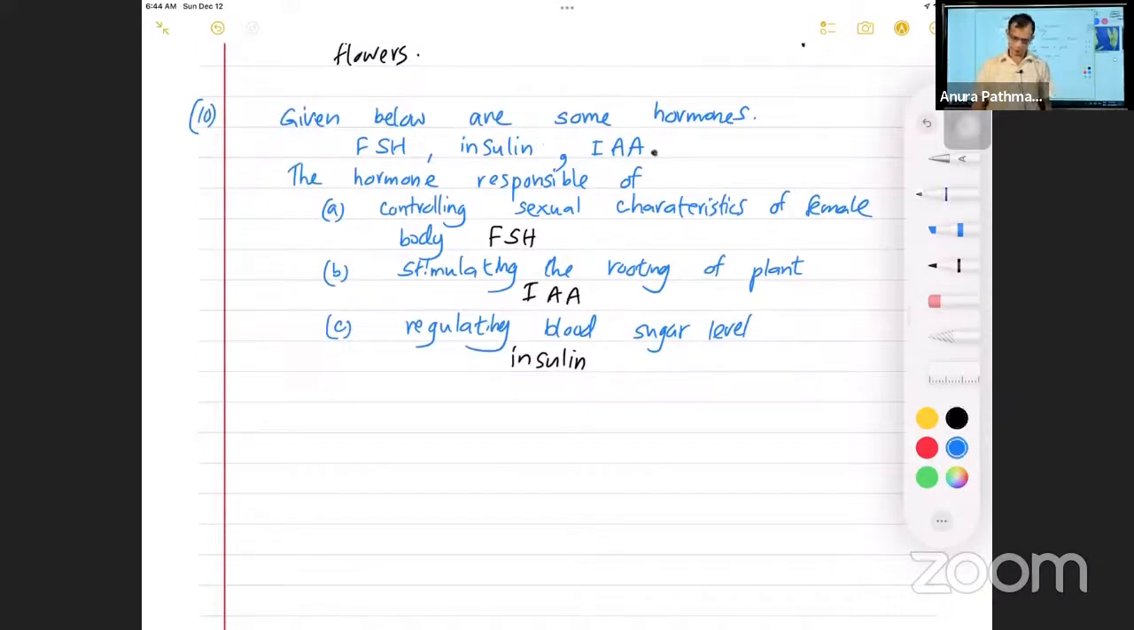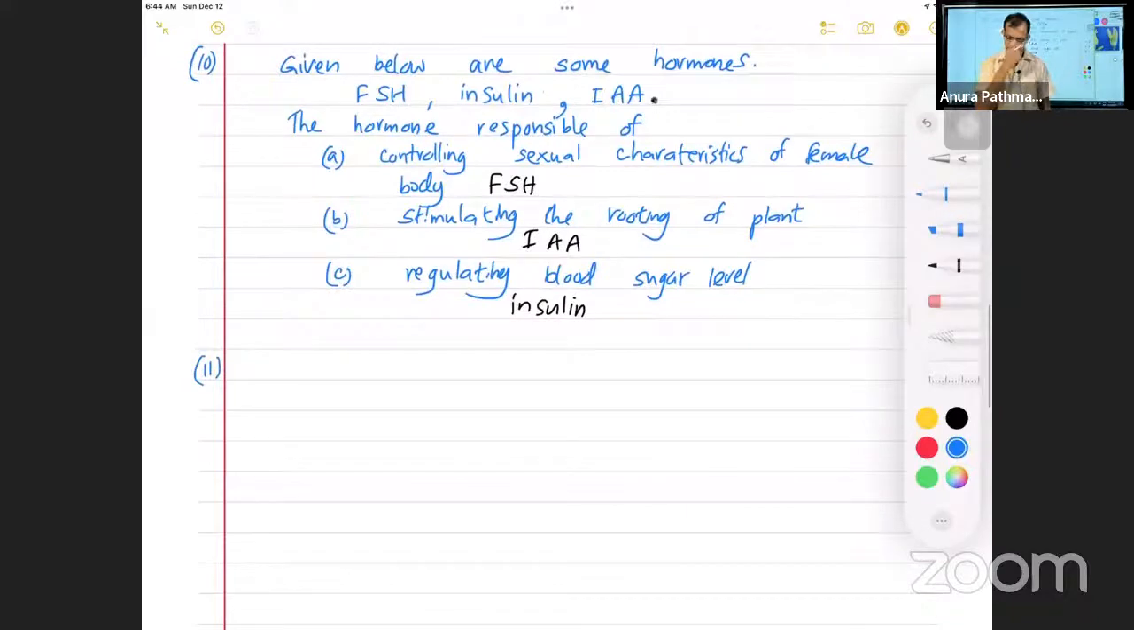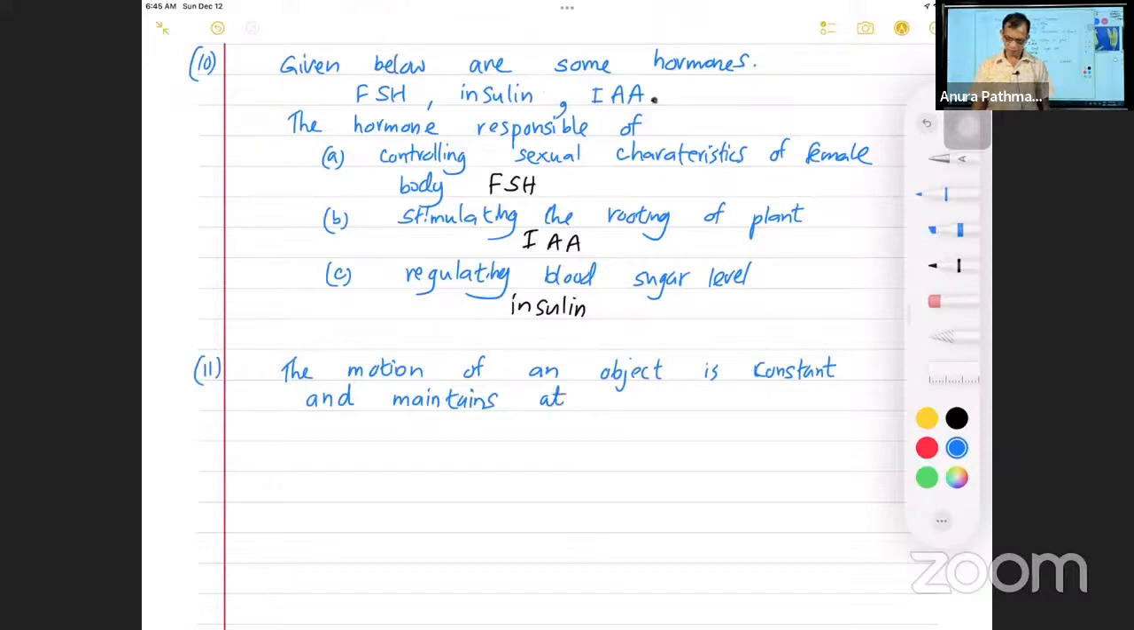Question number 11. The motion of an object is constant and maintained at 20 of the particular unit.